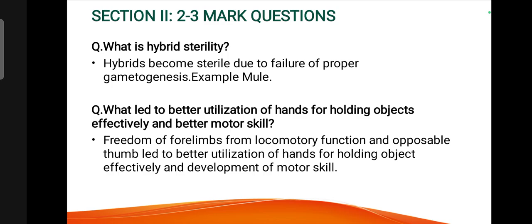What is hybrid sterility? The hybrids become sterile due to failure of proper gametogenesis. Example, mule. What led to better utilization of hands for holding object effectively and better motor skill? The freedom of forelimbs from locomotory function and opposable thumb lead to better utilization of hands for holding object effectively and development of motor skill.